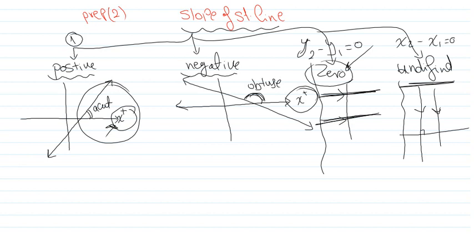Now we need to find how to calculate the slope. Slope equals the difference y2 minus y1 over x2 minus x1. This is the rule.